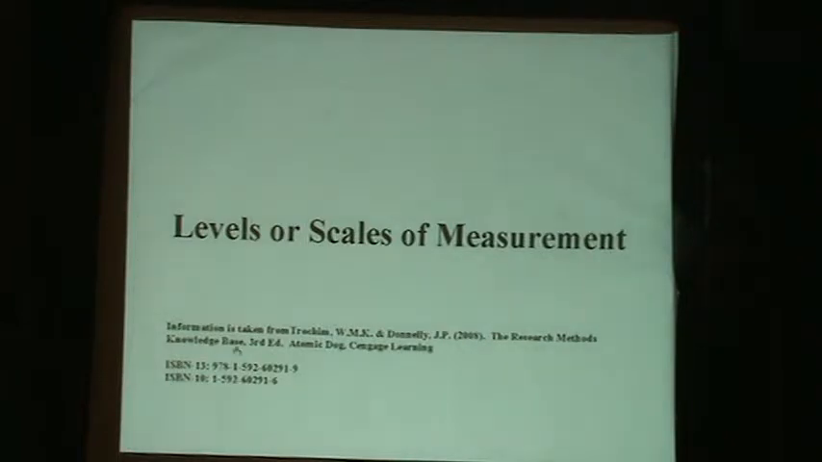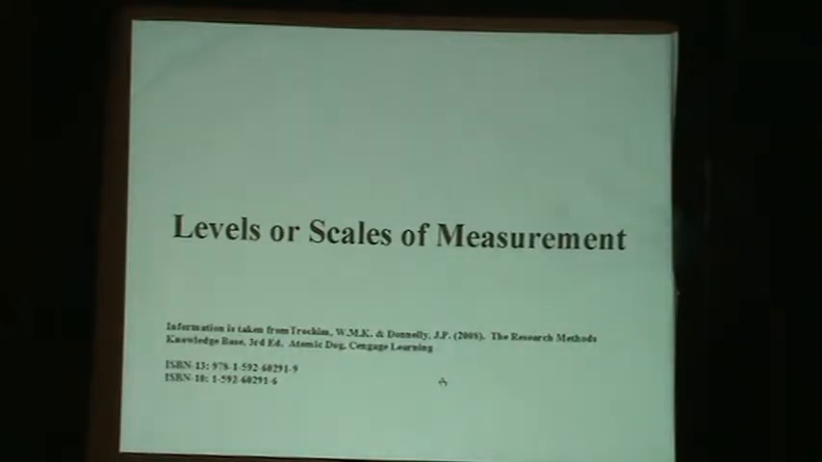By the way, the information contained in this video comes from the Trochim and Donnelly text, the Research Methods Knowledge Base, 3rd edition, Atomic Dog. And here are the ISBN numbers. It's an excellent text. Again, I'm not in the business of selling textbooks or even recommending them, but I'm just letting you know where this information is coming from, and in case you're interested, you certainly are more than welcome to look this up. You can look this up online too. I think the entire text is online.